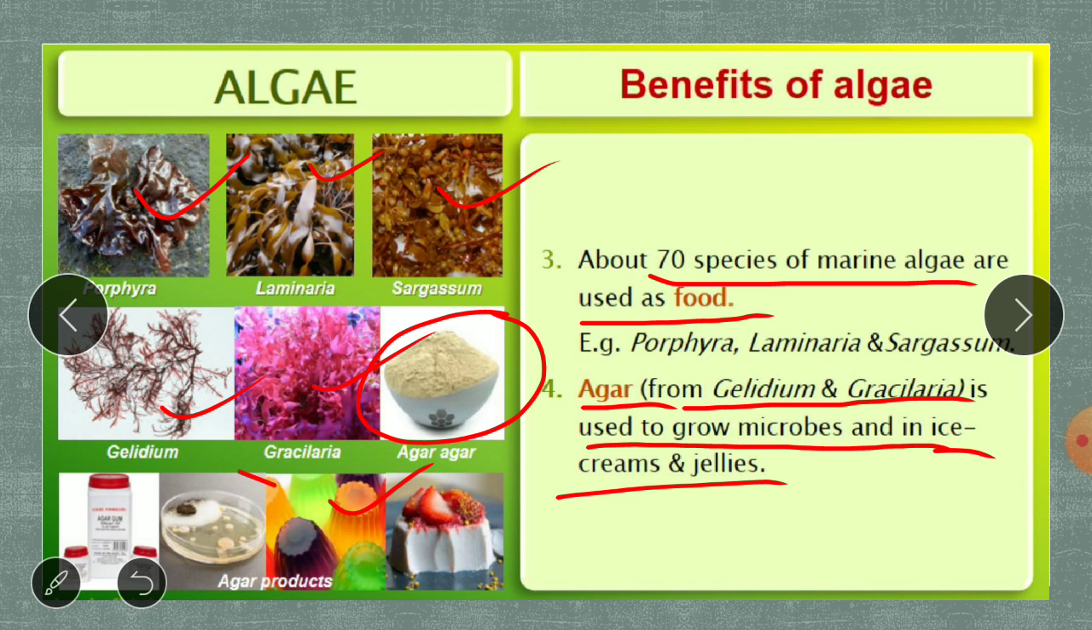Here you can see a culture plate where microorganisms are grown. I hope you can see the yellow, transparent part, which is the media in which agar is put. Because of the presence of agar, the media gets this jelly-like appearance. So agar is used to grow microbes and also in the making of ice creams and jellies.